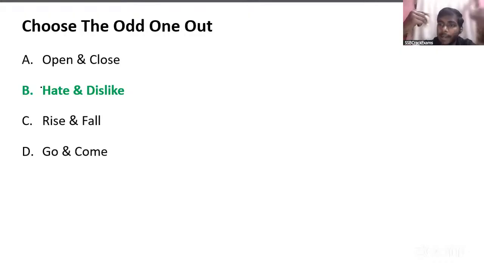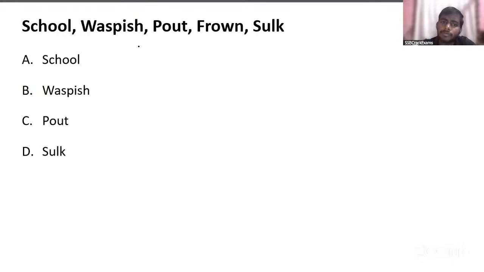The other three were antonyms. As I mentioned just a few slides above, in reasoning you will just apply the concept that you have learned. So if you know about English, you know about GK, you know about mathematics, you will go through reasoning very easily.